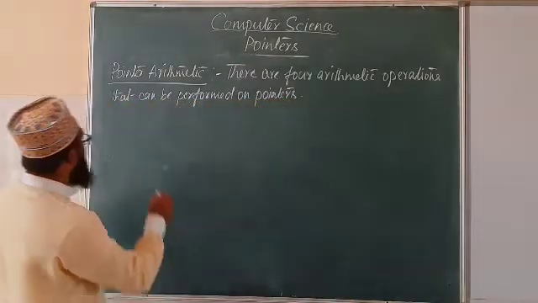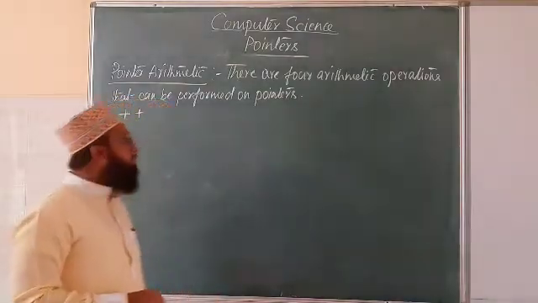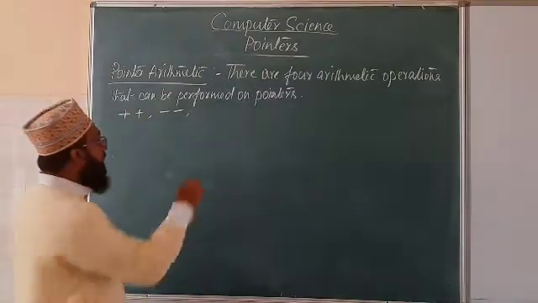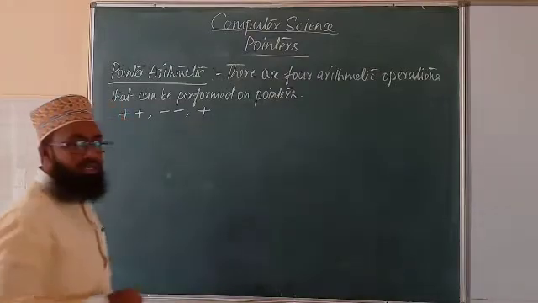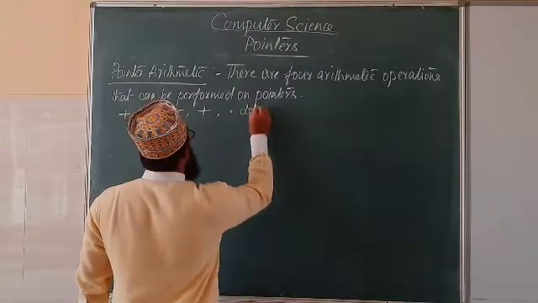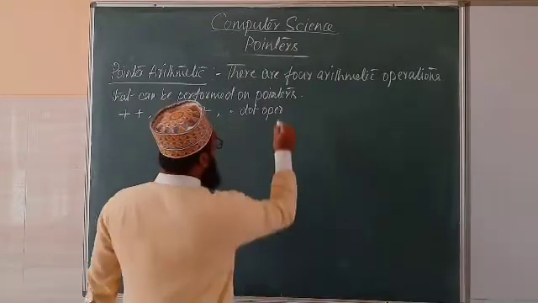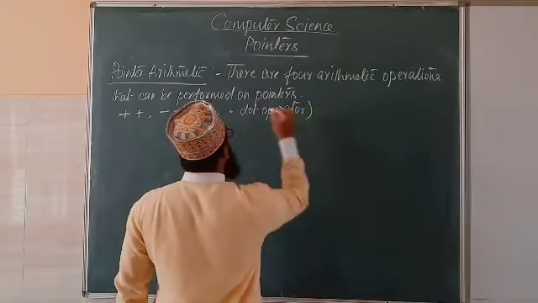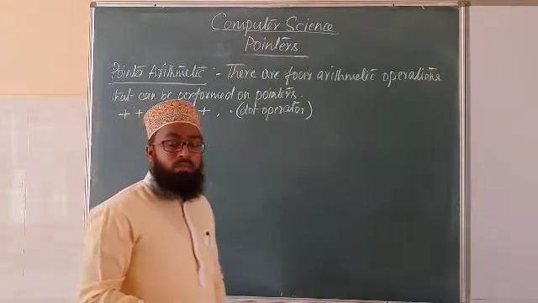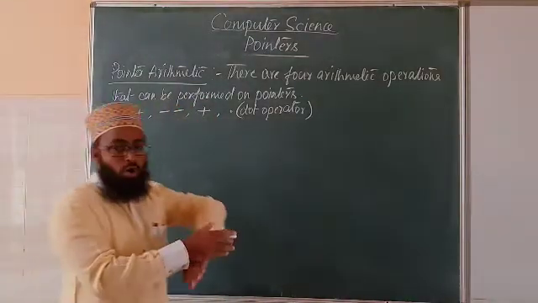So the first one is the increment operation, and the next one is the decrement operation. After that, unary addition. Then the last one is the dot operator. So these are the 4 arithmetic operations we can perform on pointers. Come, we shall see with the help of these 4 operators.